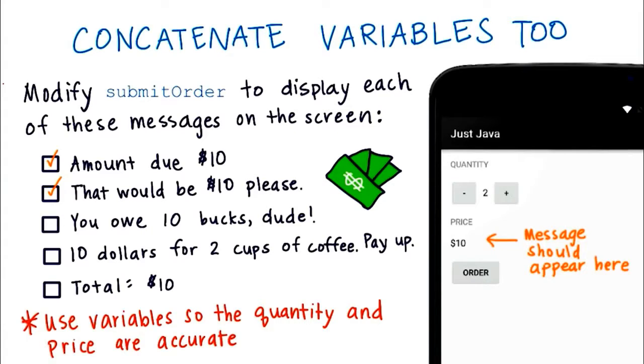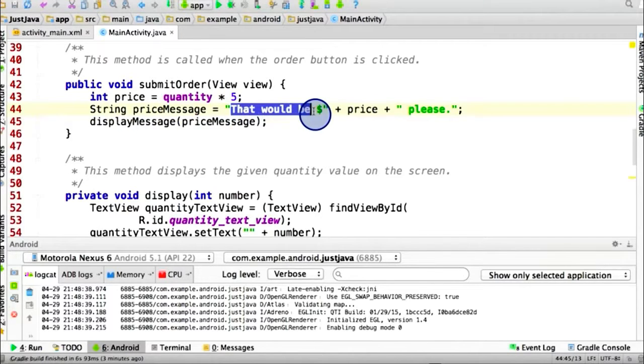We're on a roll. The third one says, you owe $10, dude. I'm going to change the start of this string to be you owe, and then I'm going to remove the dollar sign because we just need the price.